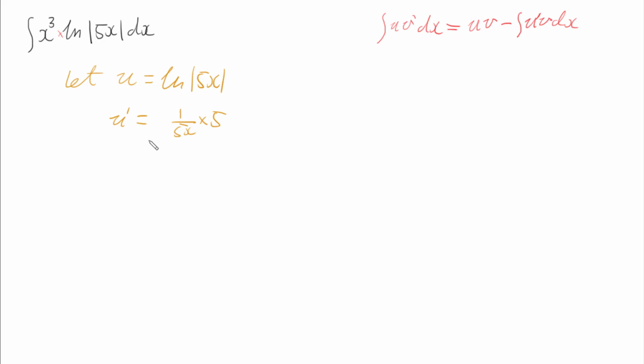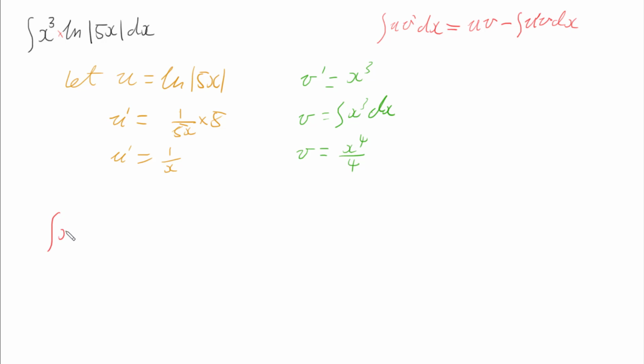So to simplify this, u dash is just going to be, well, the 5's will cancel out and we'll have 1 over x. And then we're going to make v dash be x cubed. And then we're going to find v by integrating x cubed with respect to x, which means that we're going to have x to the 4 on 4. So now I've got u and v. Let's go and apply it to our integration by parts.